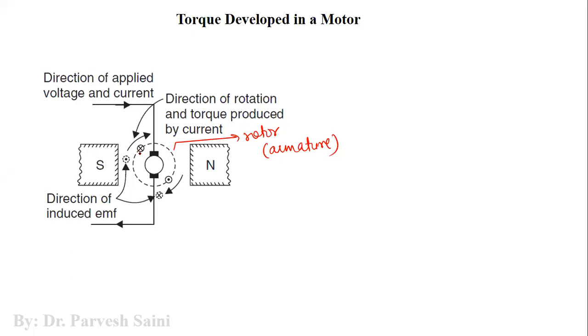So we have two conductors placed here. These two are the conductors. They are connected back to back with one another, and their ends are connected to the commutator like this. And then we have the brushes here. The supply will come and enter here, come like this, and here, and like this. So this is how the direction will be.